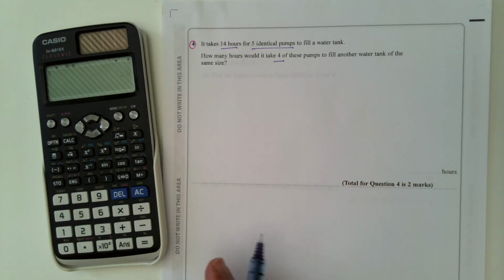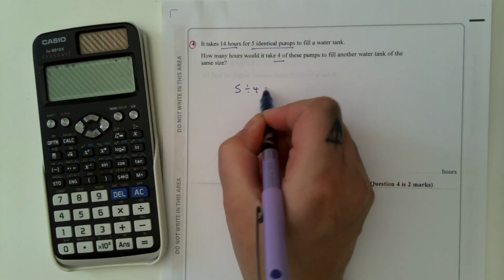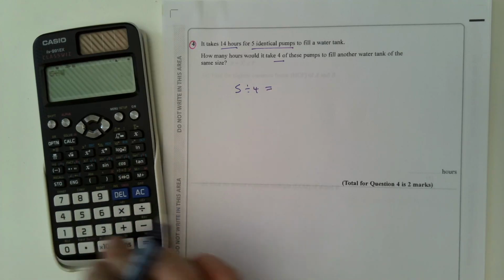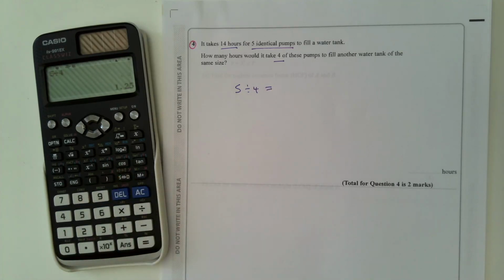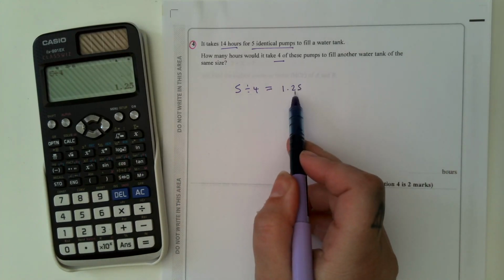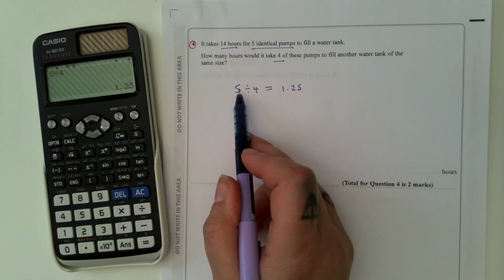If there are less pumps filling the water tank, then it's going to take longer to fill. And then we just need to figure out some kind of proportional relationship. So I'm going to do 5 divided by 4, okay? Because that will tell me how much work each of those 4 pumps has got to do. So it's got to do 1.25 amounts of work as each of these 5 would have had to do.